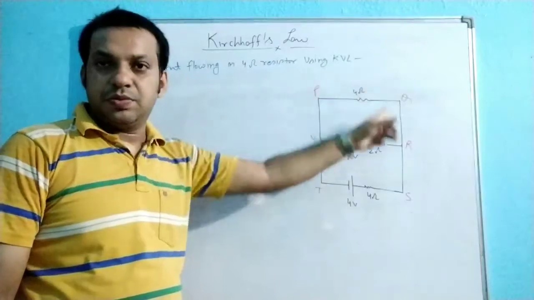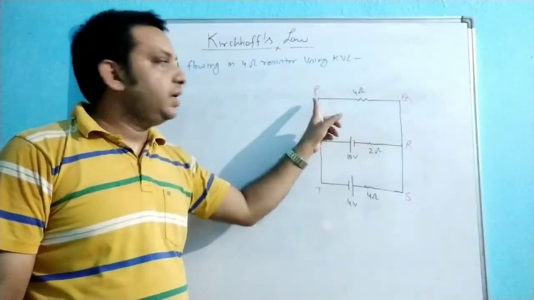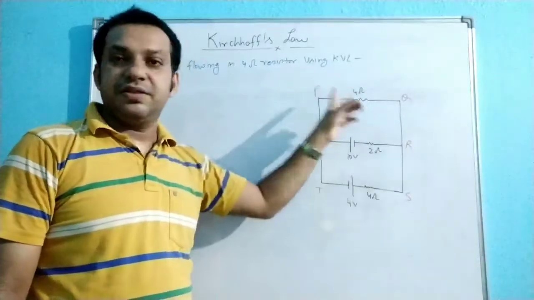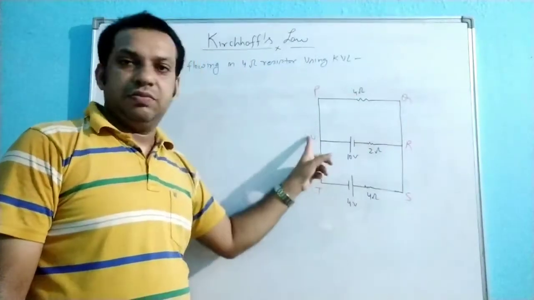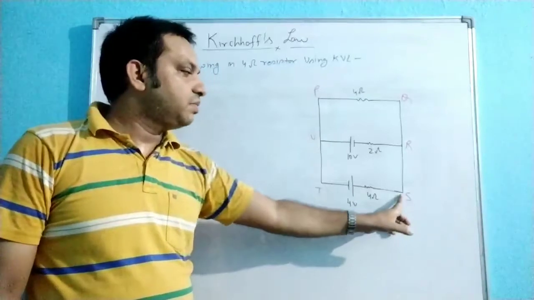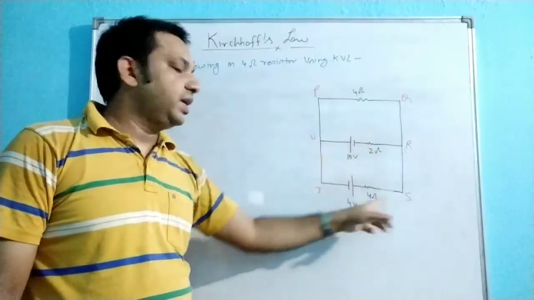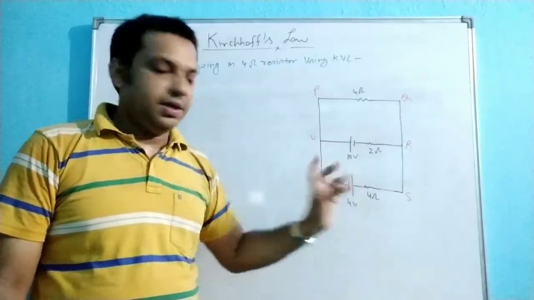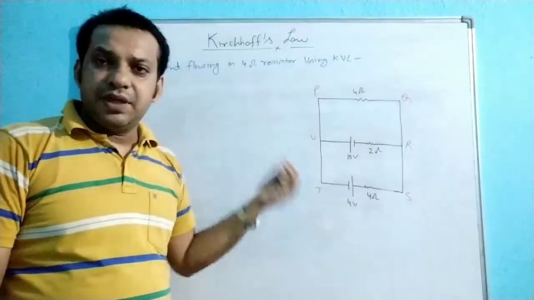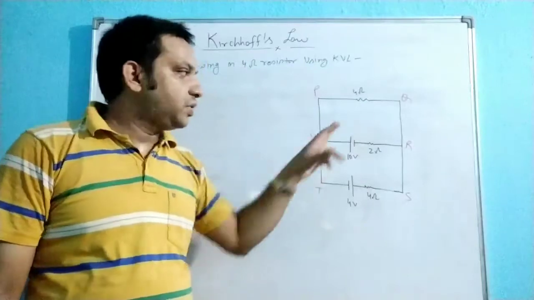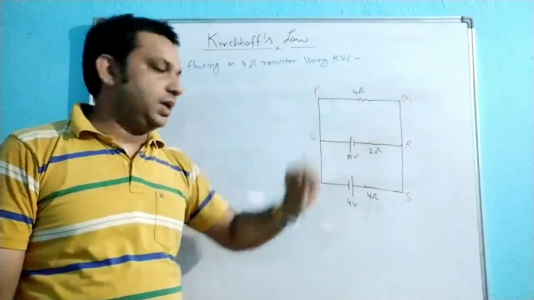Mesh 1's name is PQRUP, the closed path, starting from the P point. This is mesh 1. And mesh 2 is URSTU. You can start from anywhere. You can start from this side, SRUTS, like this. So this is your first step, give the nomenclature of the mesh. Here there are two meshes and I have already given the nomenclature.